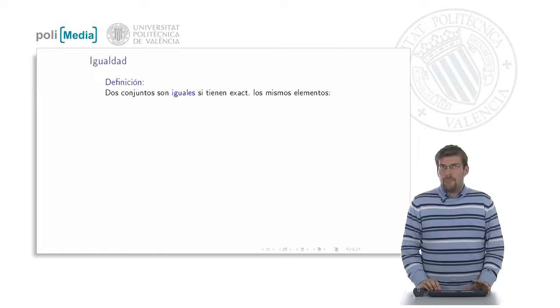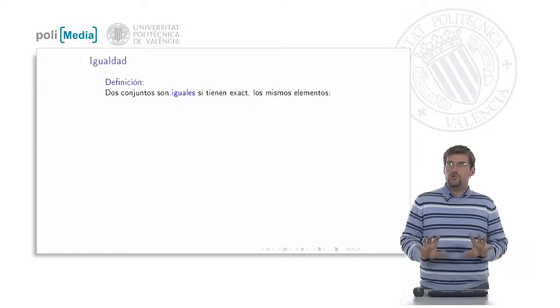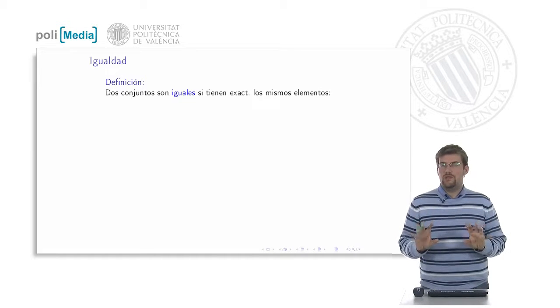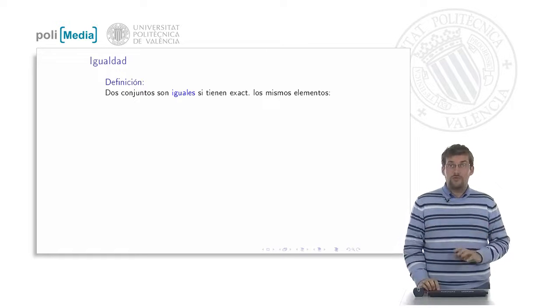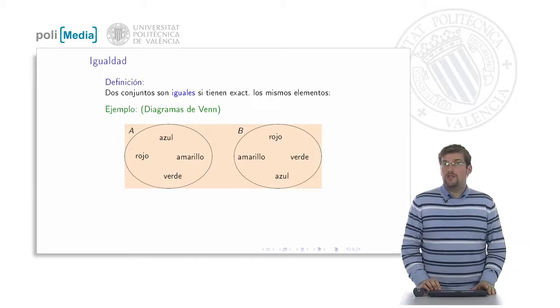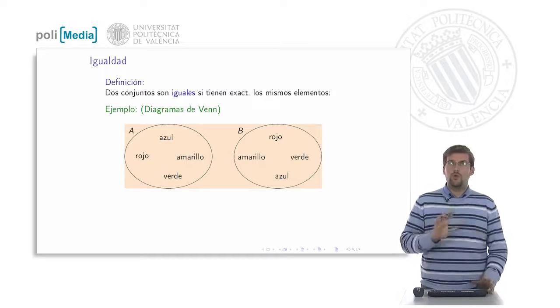Well, when do we consider two sets as being equal? We say two sets are equal when they have exactly the same elements. The elements found in one set are also present in the other, and vice versa. Let's see this with a graphical example using Venn diagram notation. The Venn diagrams represent here two sets, set A and set B, as we can see in the representation.